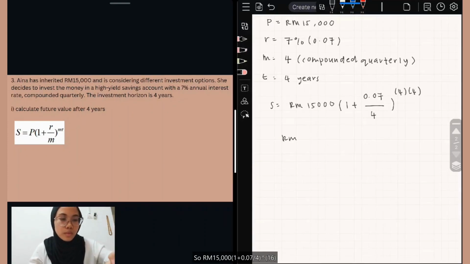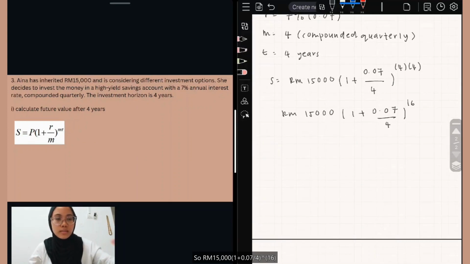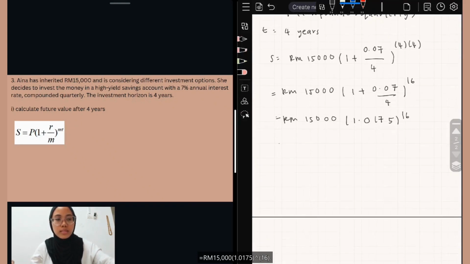So RM 15,000 times 1 plus 0.07 over 4, to the power of 4 times 4, which equals 16. So RM 15,000 times 1 plus 0.07 divided by 4, plus 1, is equal to 1.00175 to the power of 16.